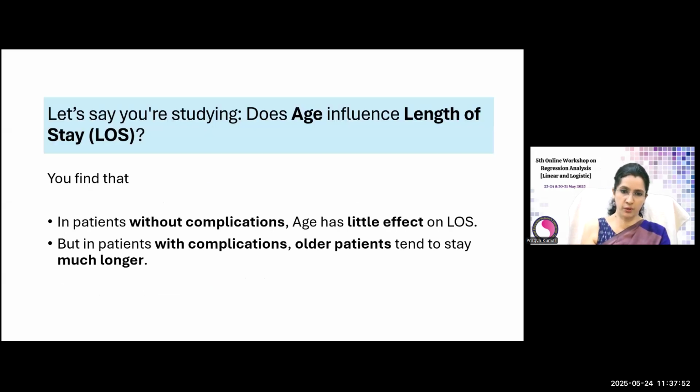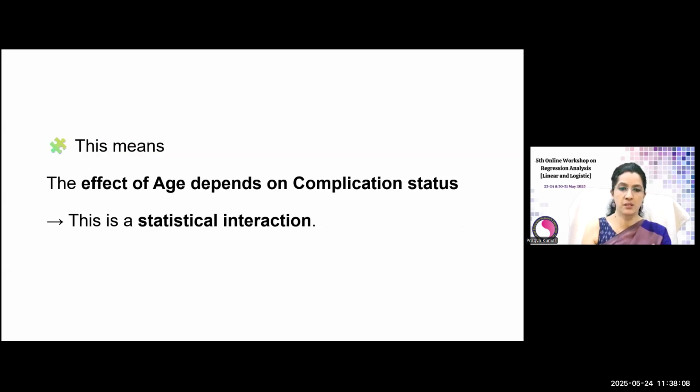Now, what is an effect modifier? Let's say we are studying whether age influences the length of stay. We found that in patients without complications, age has little effect on length of stay. But in patients with complications, older patients tend to stay much longer. That means the effect of age depends on the complication state. The effect of age is different with and without complications. That means it is a statistical interaction.